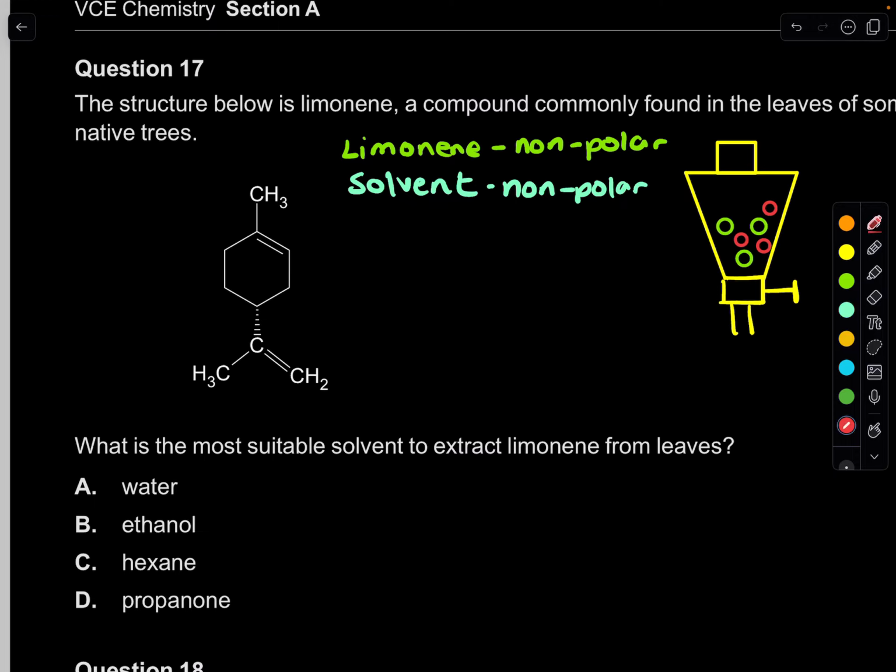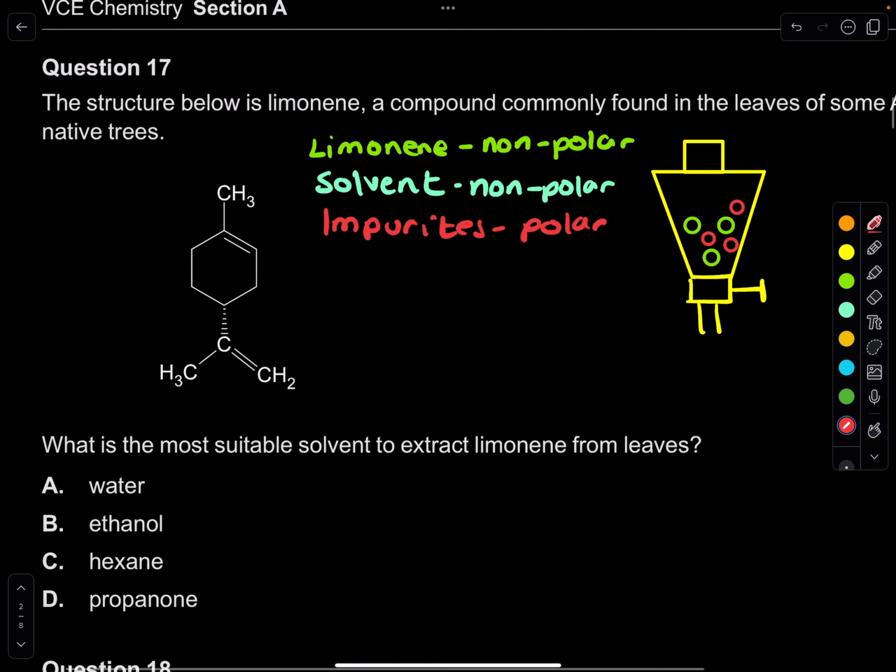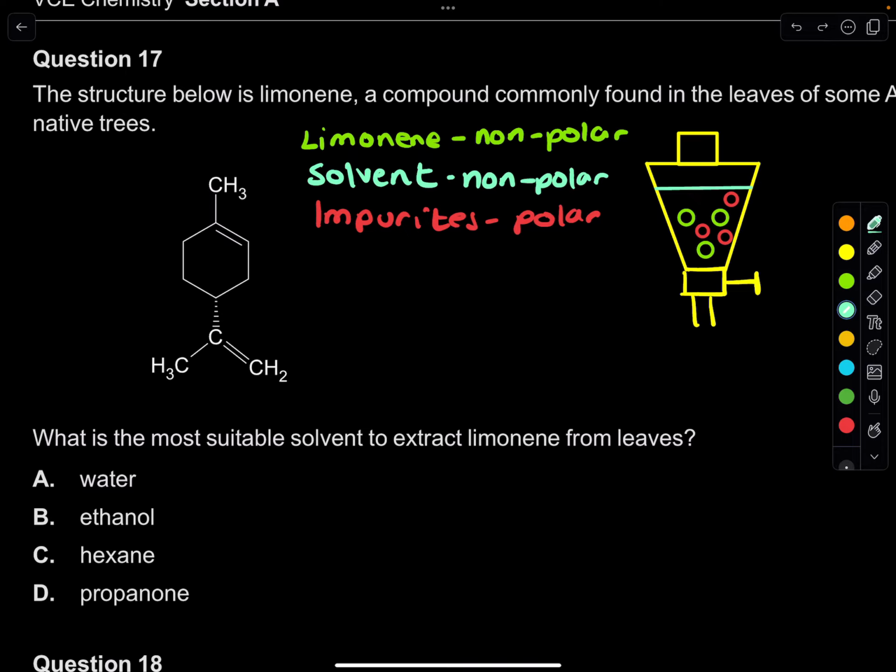Now, of course, the red circles here are basically impurities, and we consider them as basically polar. So to extract lignin, we have to use a solvent that is non-polar. If we use a non-polar solvent, so the solvent here, all around it is non-polar. Remember, that solvent is very attracted to that lignin, those green molecules, because remember, non-polar likes non-polar.